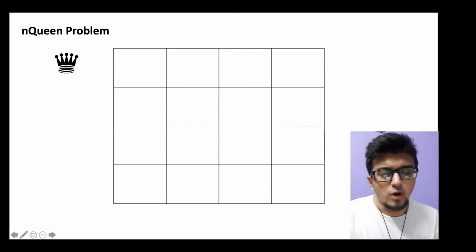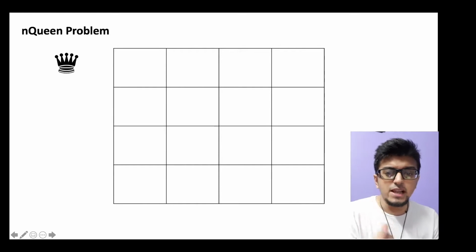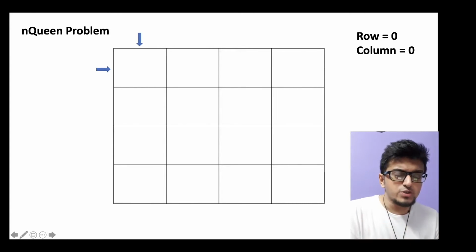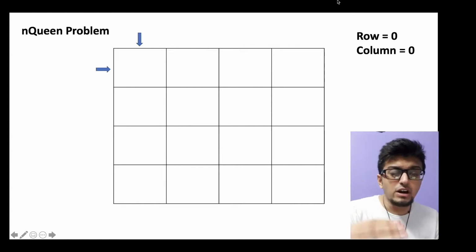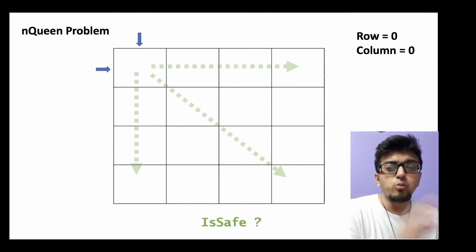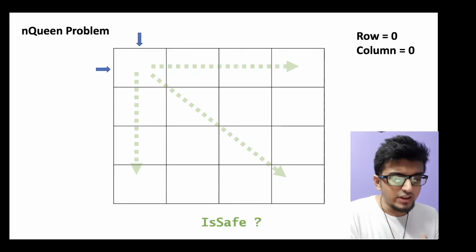To solve this problem, we will start our solution with the first cell of our board, that is row 0 and column 0. This will be the starting index of our solution. On our first cell of the board, we first have to check whether it is safe to put our first queen here. Since the entire board is empty, it is quite safe to place our first queen here.